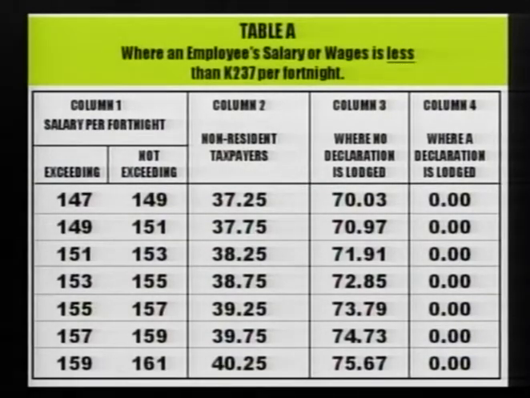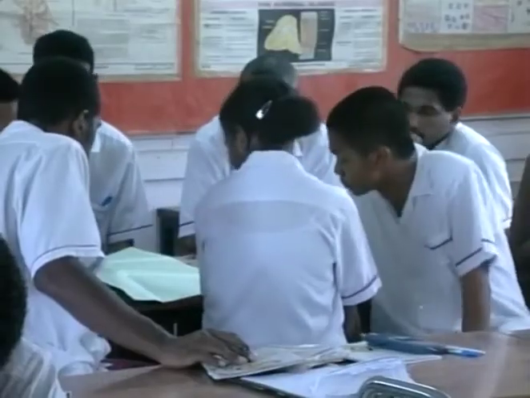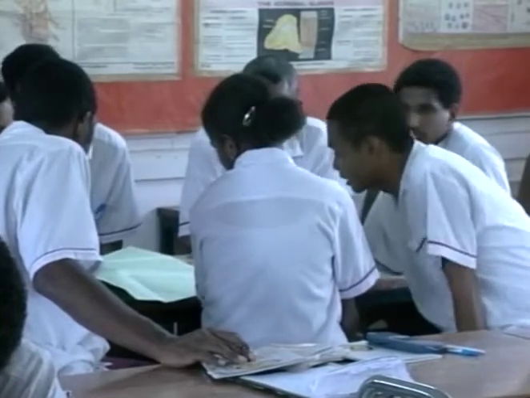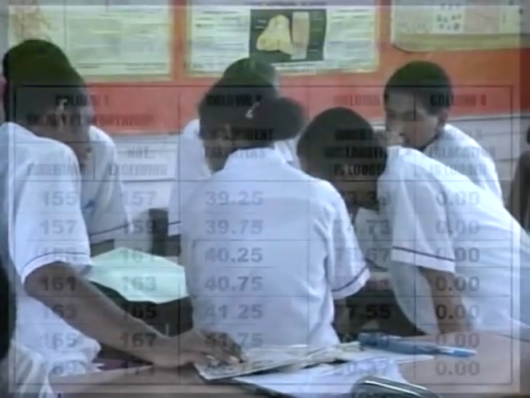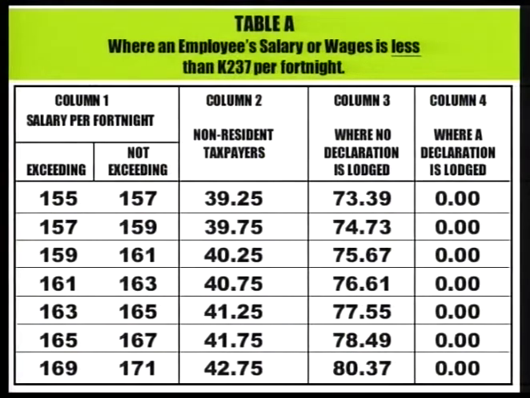Okay, let's just move down, have a look at that table where it says exceeding 165 kina, not exceeding 167. Can you find it? Exceeding 165, not exceeding 167. Can you all find it, please? You all found it? Okay. Make sure you're looking at it now.